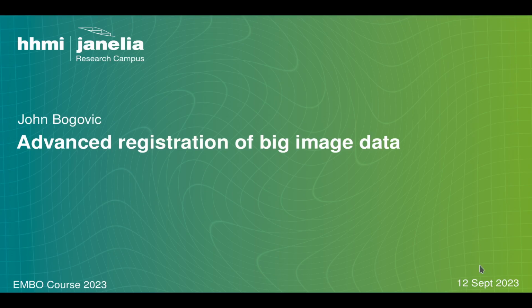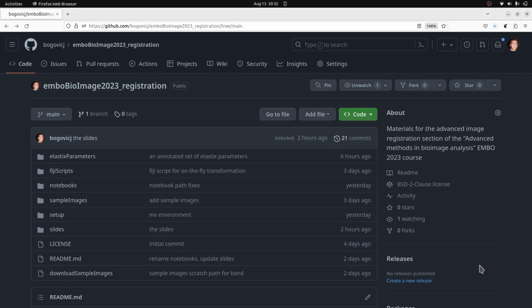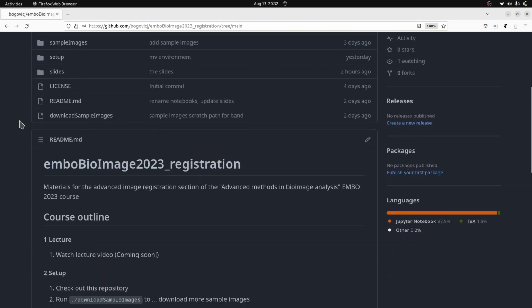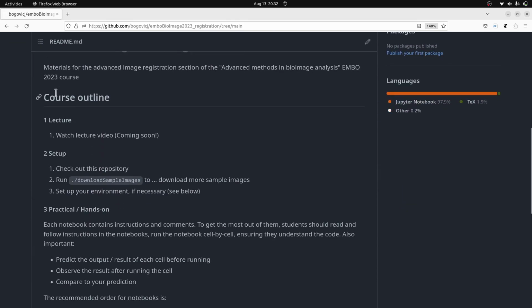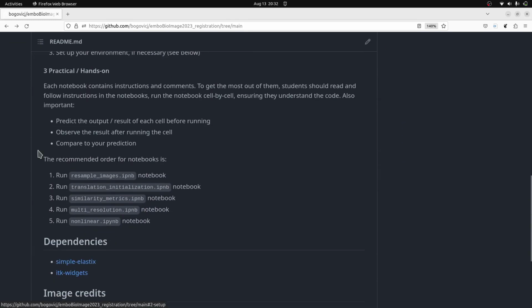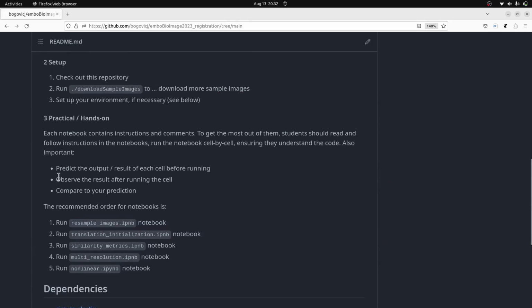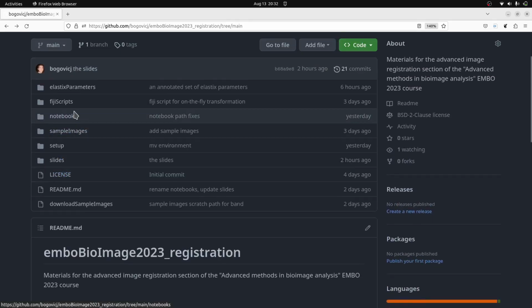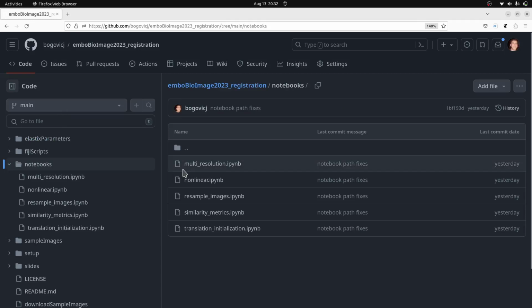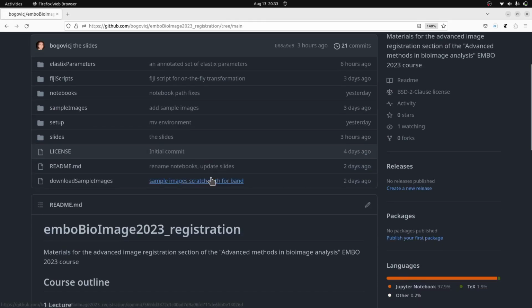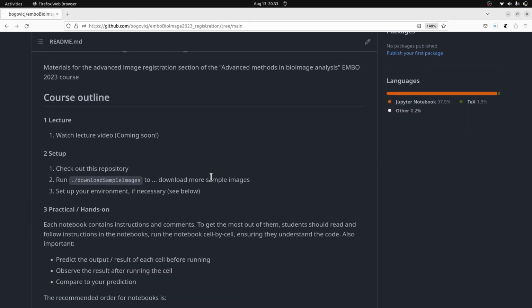So first, let me point out that the course materials are at this GitHub page, github.com/BogovicJ, EMBO BioImage 2023 _registration. There will be a link in the description, and here we have an outline of the course, specifically the hands-on sections, and especially of interest is a list of Python notebooks that we'll be going through as part of the practical part of the course.